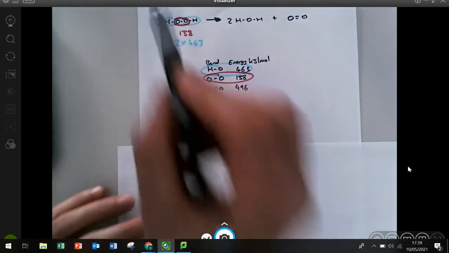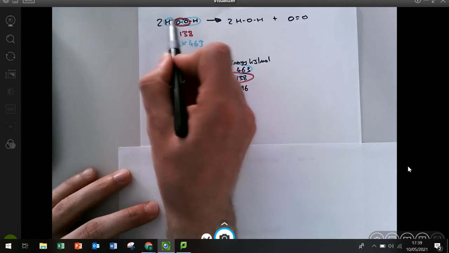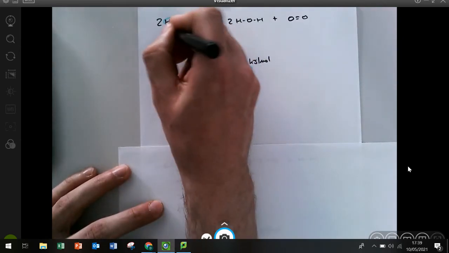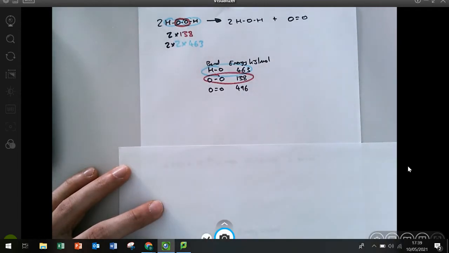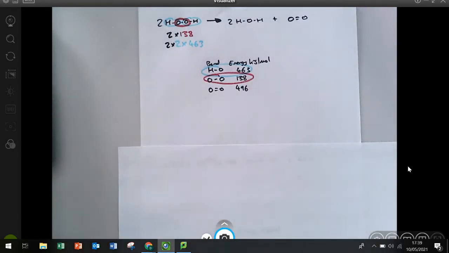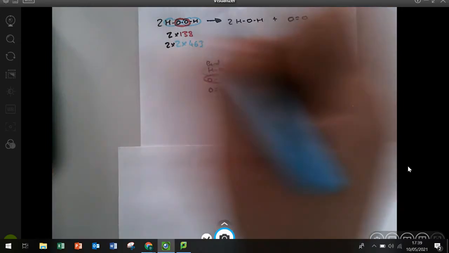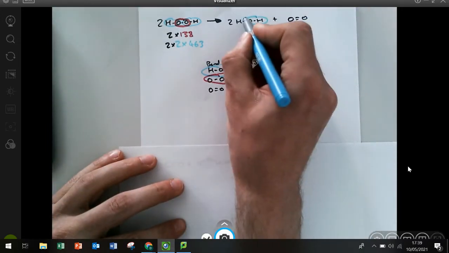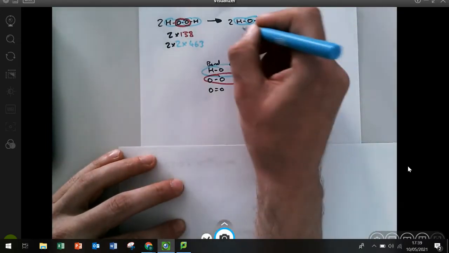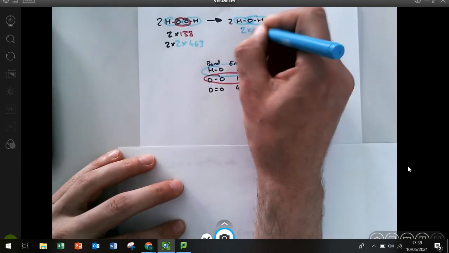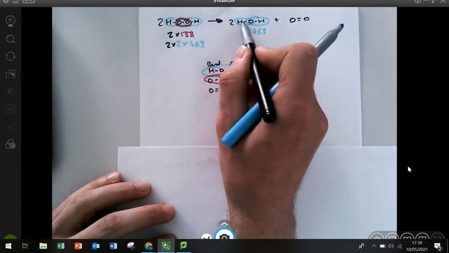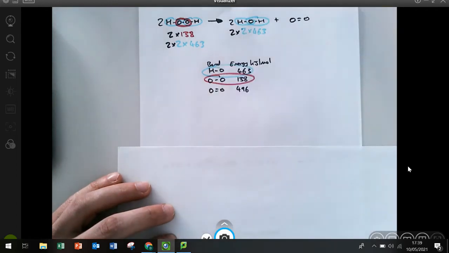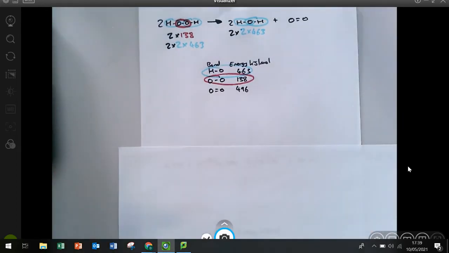But hang on a second, I've got a 2 in front of this. It means I've actually got 2 of this whole molecule. So I need 2 of everything in order to make sure I've got the right amount. On the right-hand side, let's do the same thing. OH and another OH. So that's 2 times 463. And again, what do you notice? 2 molecules. So 2 lots of all of that. Plus OO.